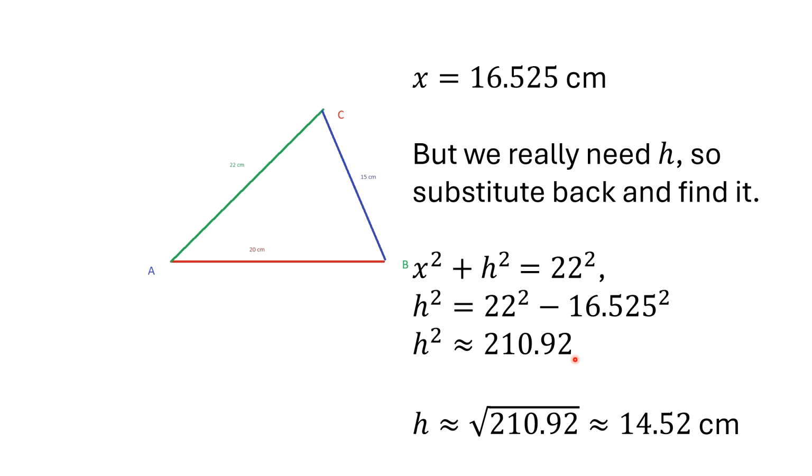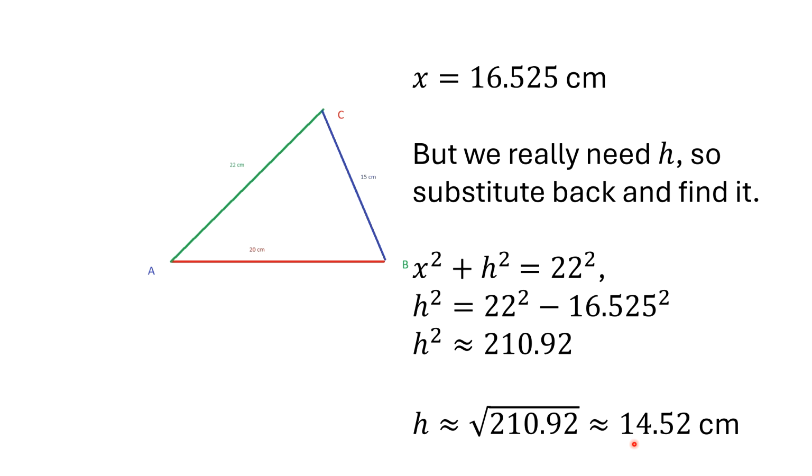Now, when I start multiplying 3 decimals by 3 decimals, this thing is going to get pretty big in length. Not a bigger number in number sense, but a larger number of digits. So I rounded off here. I'm going to take h to be about 210.92 to the 1/2 power, or the square root of 210.92. And that's going to come out about 14.52 centimeters.